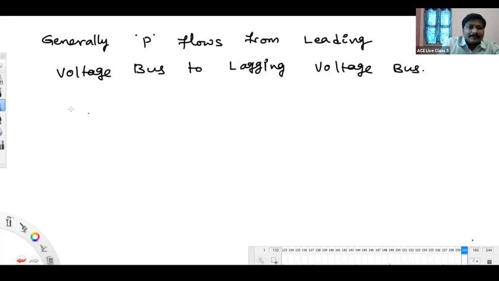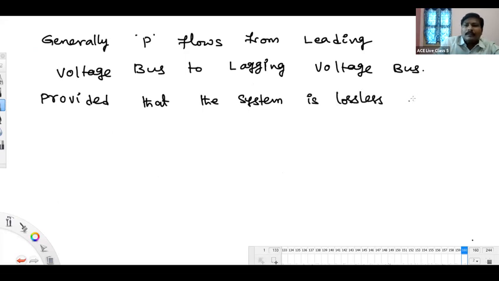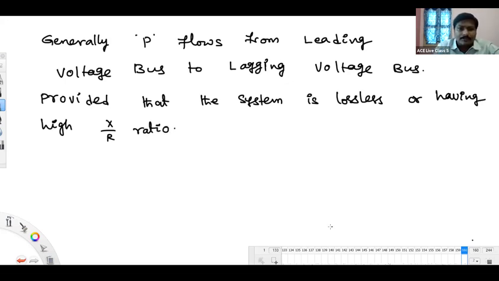So, provided that the system is lossless or having a high X by R ratio.